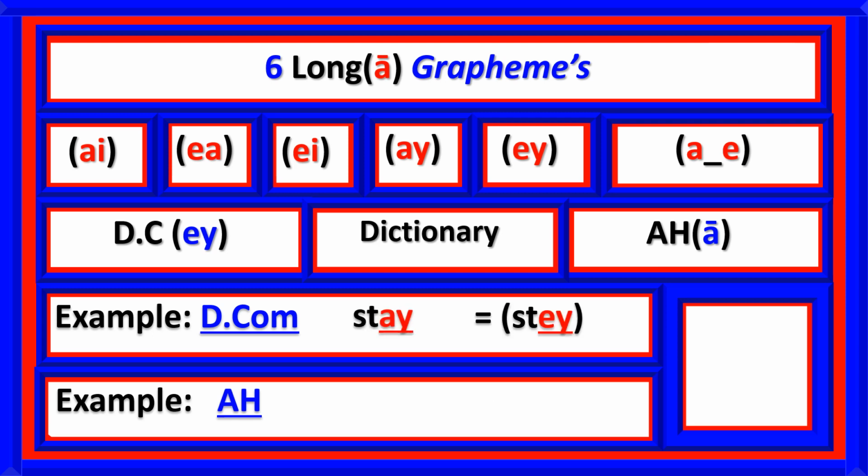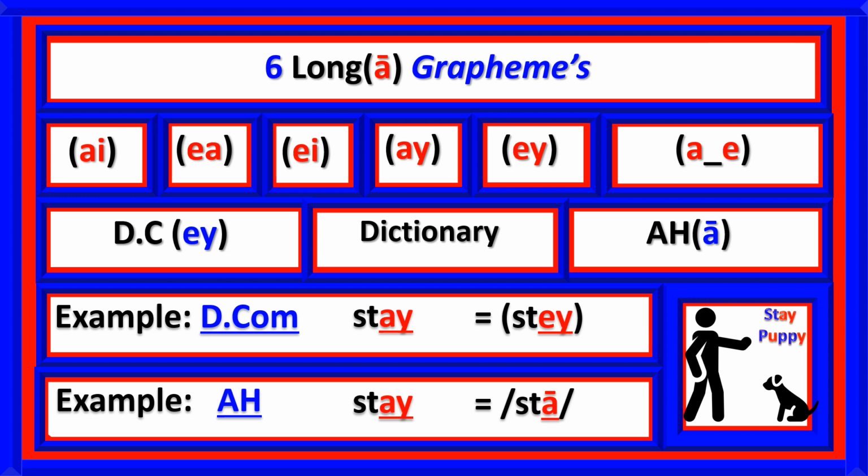Stay. Stay, puppy. Stay. Don't move. Don't move, puppy. Stay right there. Don't you move. Stay. Okay? You got it? Good.